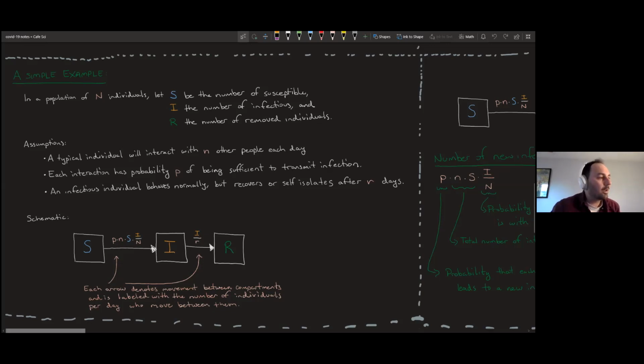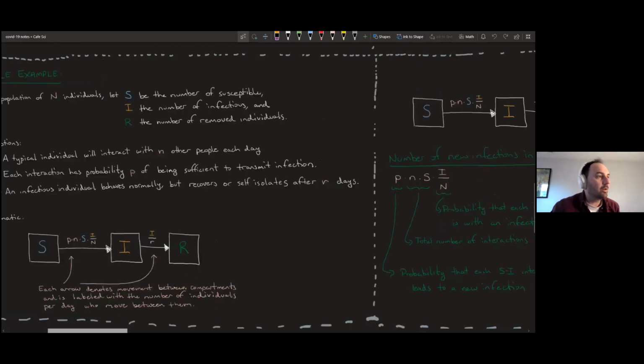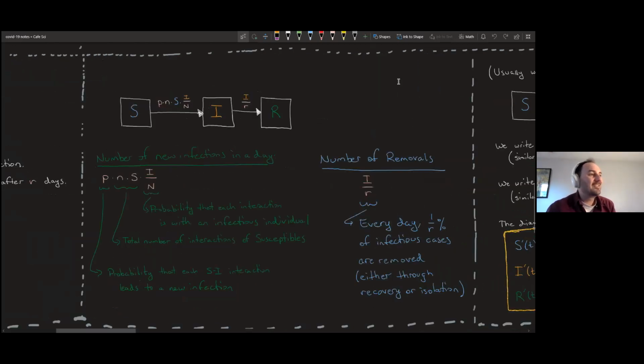And I got ahead of myself there because I've explained what those mean on this slide. So I over N is the probability, if you're interacting with everyone randomly, and that's a very important assumption that this kind of model makes. That's the population assumption, that it's a homogeneous population. So if you assume that you're interacting with people more or less randomly, then the probability of interacting with an infectious person is just I over N, the proportion of individuals who are infectious.